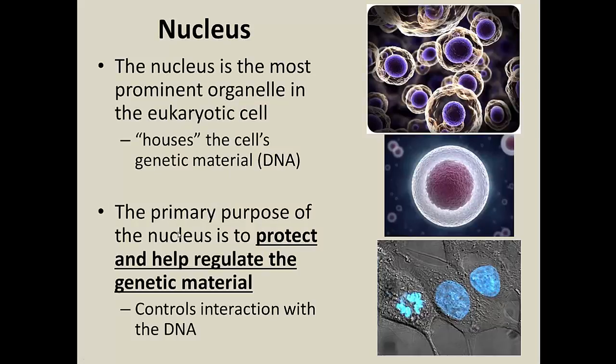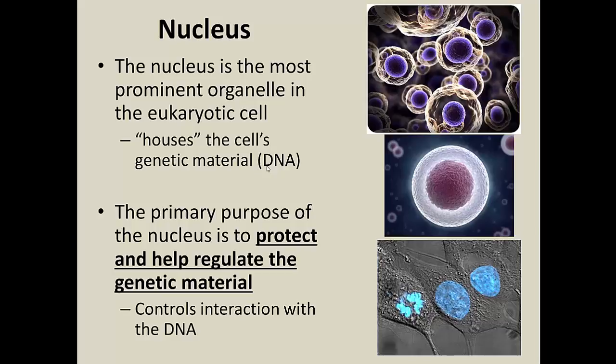So we mentioned the nucleus, the most prominent organelle in the eukaryotic cell. The nucleus is where the DNA is housed, quote unquote, houses the cell's genetic material. And so what I want you to recognize is that the nucleus can be summarized as having two key features. And those are to protect the DNA and to help regulate the DNA. Here it's called the genetic material, but we're talking about the DNA. So protect and regulate the genetic material. So protection just means from chemicals within the cell, also from potential radiating material outside the cell, such as UV light.